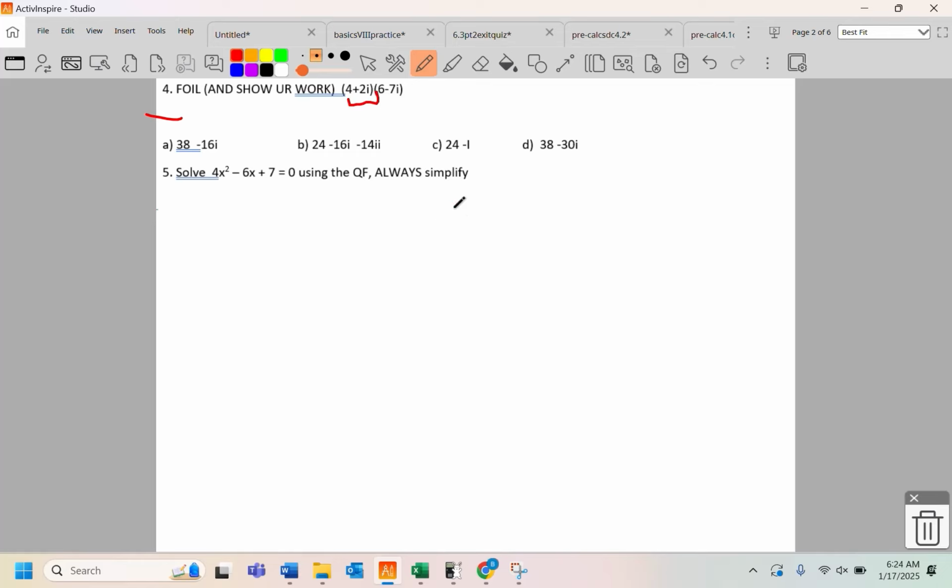4 times 6 is 24. 4 times negative 7i is minus 28i. 2i times 6 is plus 12i. And then 2i times negative 7i is negative 14i squared. You're not supposed to pick I. You're supposed to know that i squared is negative 1. So negative 14 times a negative 1 is a positive 14. So this piece right here becomes plus 14. 24 and 14 is 38, and negative 28 plus 12 is minus 16i.